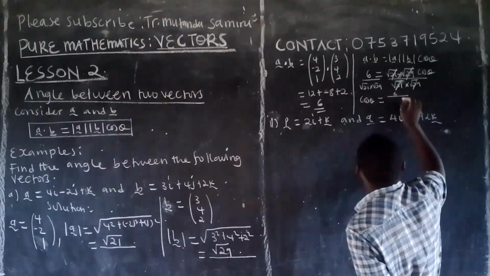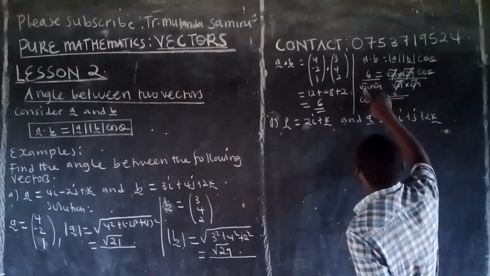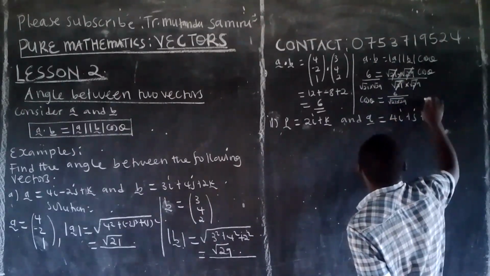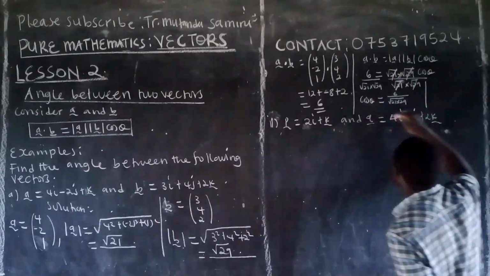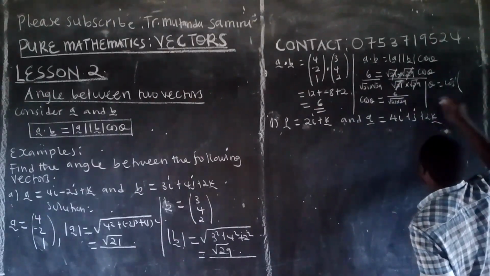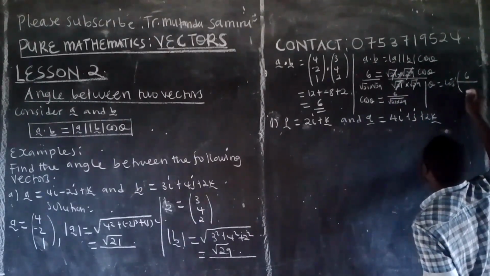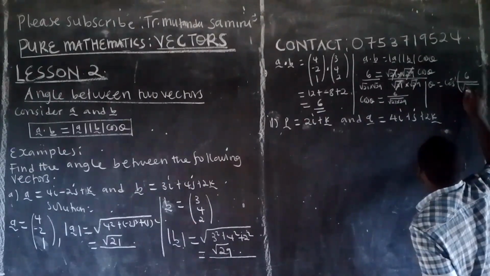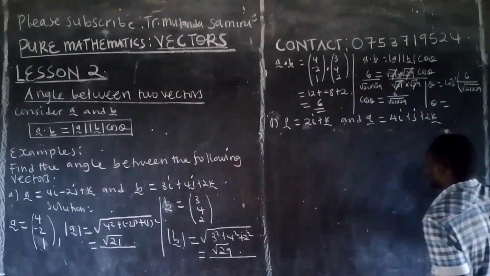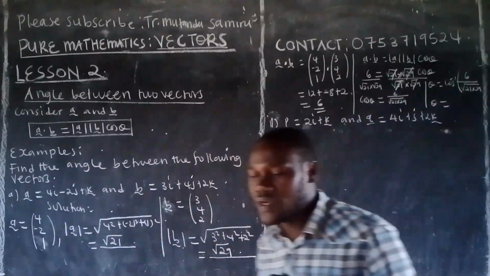6 over root of, now root 21 times root 29 will be the same as root of 21 times 29 in simple terms. Let's conclude. So now I shall say that theta is equal to cos inverse of this whole stuff. It can be pressed in the calculator, so let me just put it direct. 6 over root of 21 times 29. So what will be our theta? That theta must be to 1 decimal place.